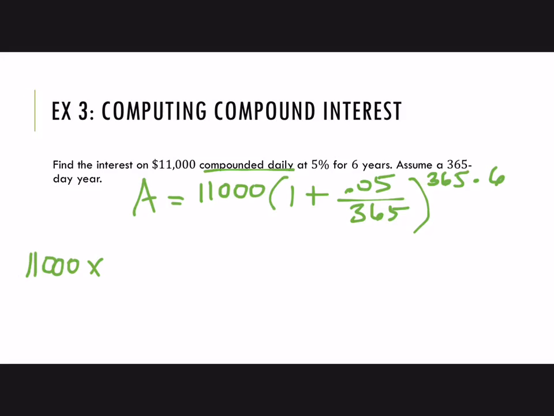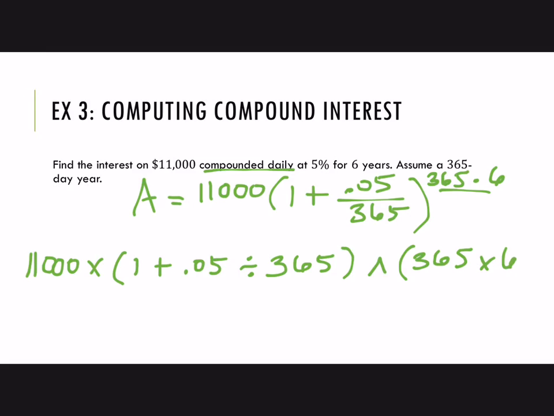So in the calculator I would do 11,000, and then I do need a parentheses. Some calculators still want you to put in a multiplication sign before it. 1 plus 0.05, then the division symbol indicates a fraction, divided by 365, close parentheses, then whatever your exponent key is. Then if you worked out the 2190, you could put that here. Or if not, you would just do another parentheses, the implied one, and the entire exponent is 365 times 6. I used x's here for the multiplication symbol.